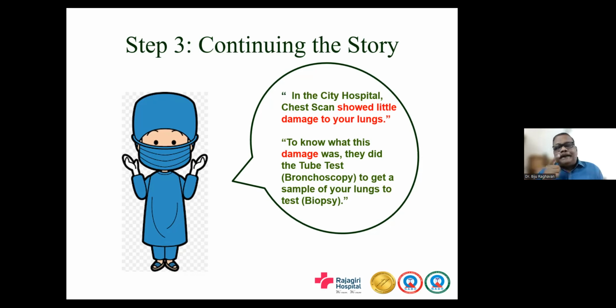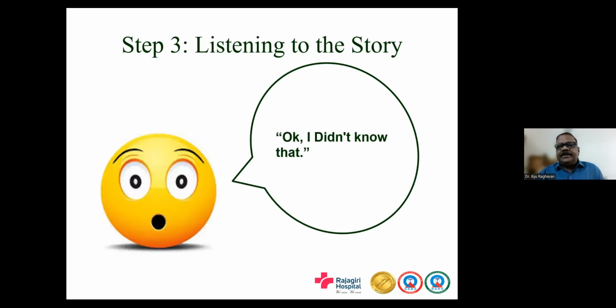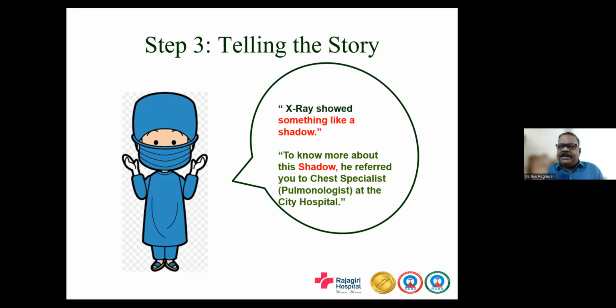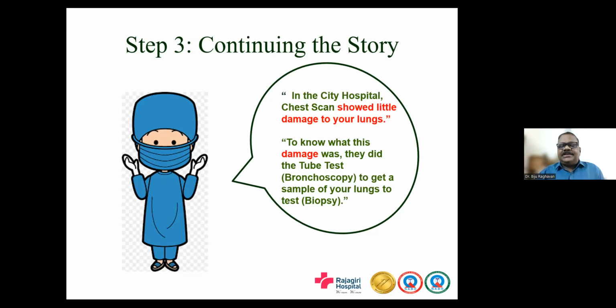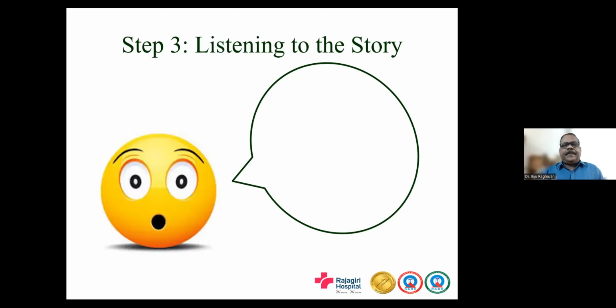This is called biopsy. So if you go back, something like a shadow becomes a shadow, and shadow becomes little damage to the lungs. And in the next line, the little damage becomes damage. It is no longer little. So something like a shadow becomes a little damage, and then little damage becomes damage. Eye contact is there. We can continue with the story.